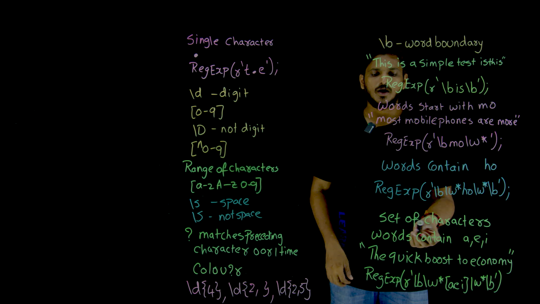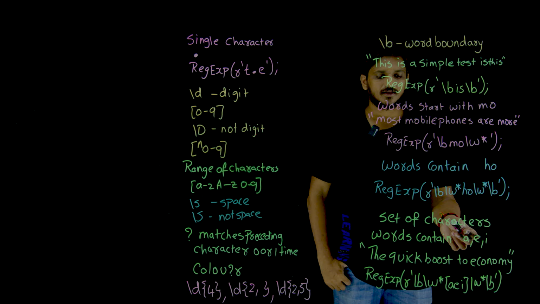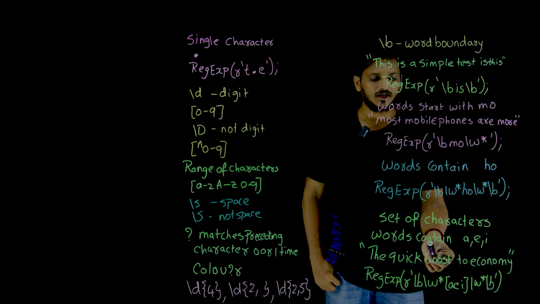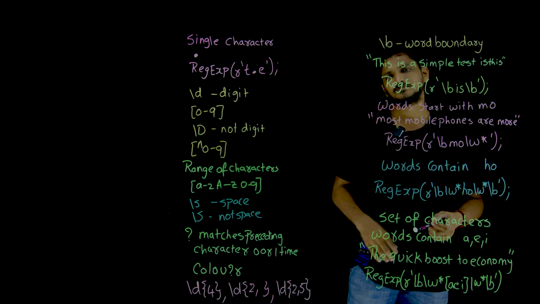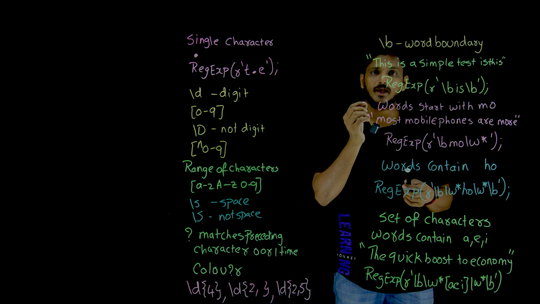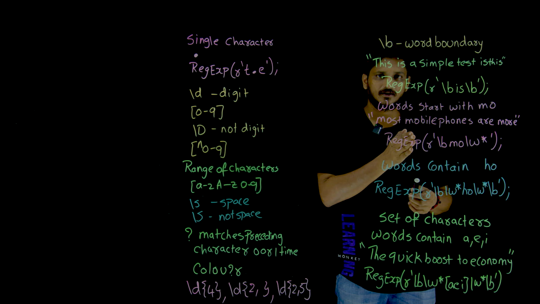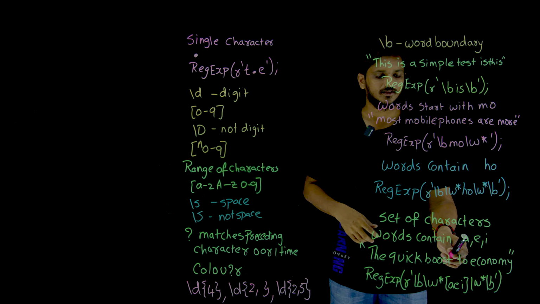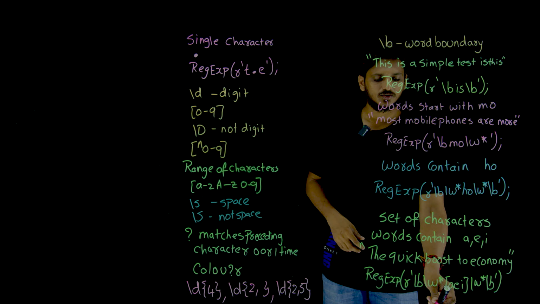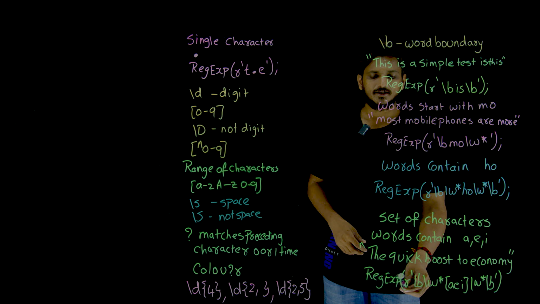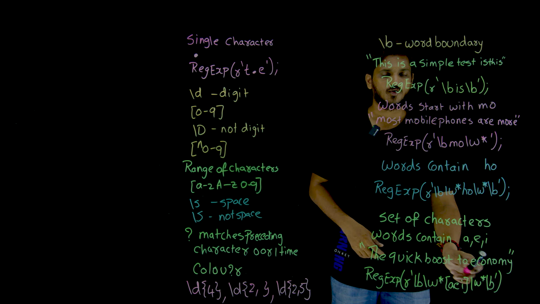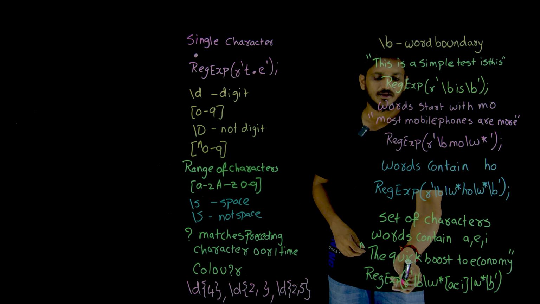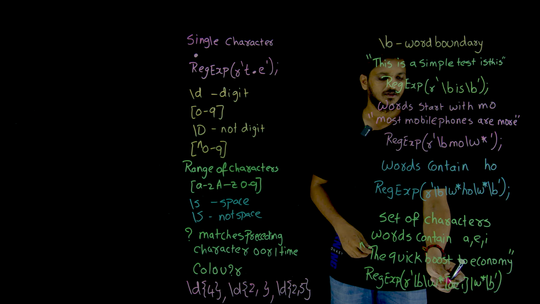Now coming to the next one, a set of characters. Let's take words that contain A, E, or I, meaning the words that contain the character A or E or I; all such words I need to identify. If you want to identify like that, we have to write it in square brackets. Let's take an example: "the quick boost to economy". See, in this one E is there, in this one I is there, and in this one, no, it is not matching.